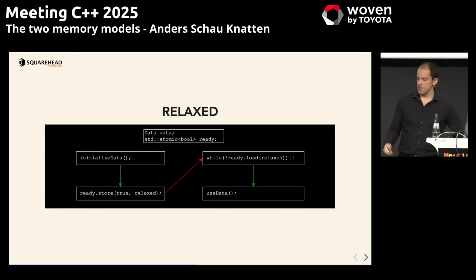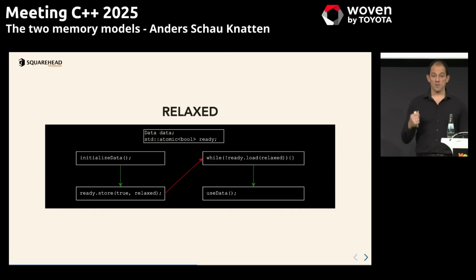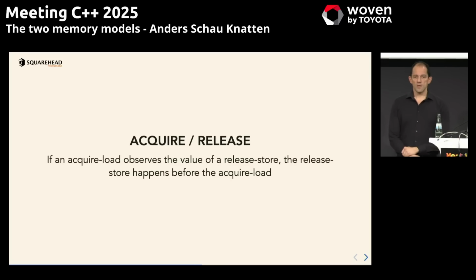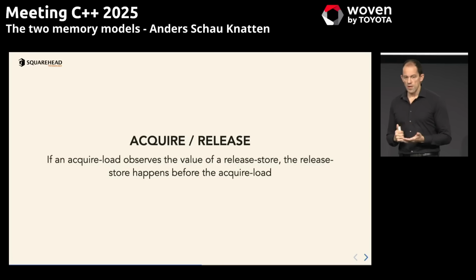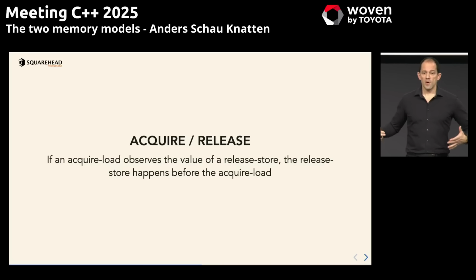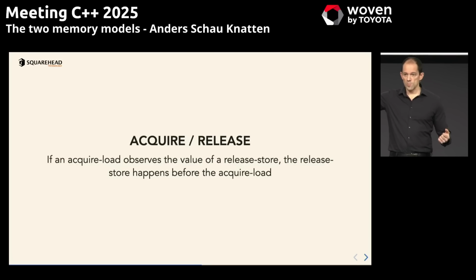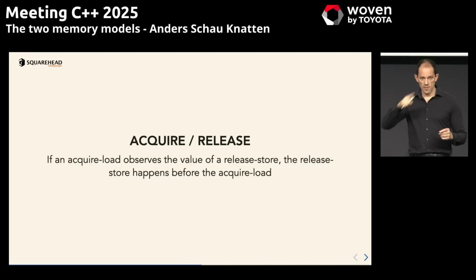Yes, but we figured out that sequentially consistent might be a bit overkill. We can't use relaxed. So let's see what we can use. We can use acquire and release memory orders. And it says here that if an acquire load observes the value of a release store, the release store happens before the acquire load. That's exactly what I want, right? If I store ready equals true, and then the load in the while loop observes that store, then it happened before. And that makes the arrow green. This is what I'm after. So this sounds nice.